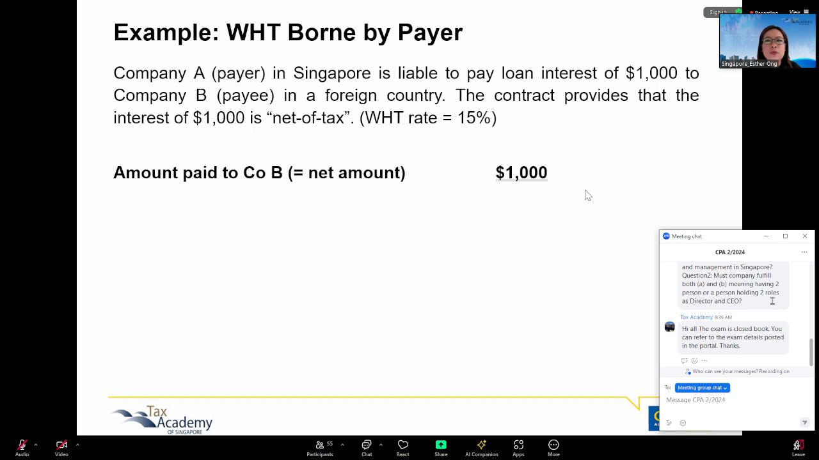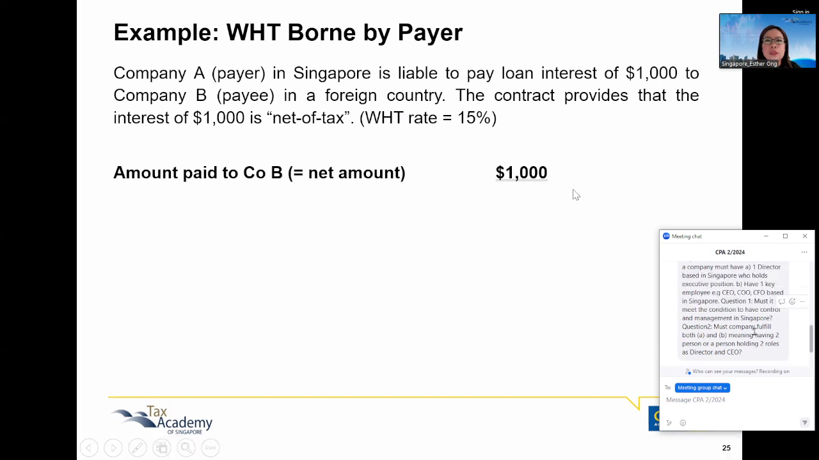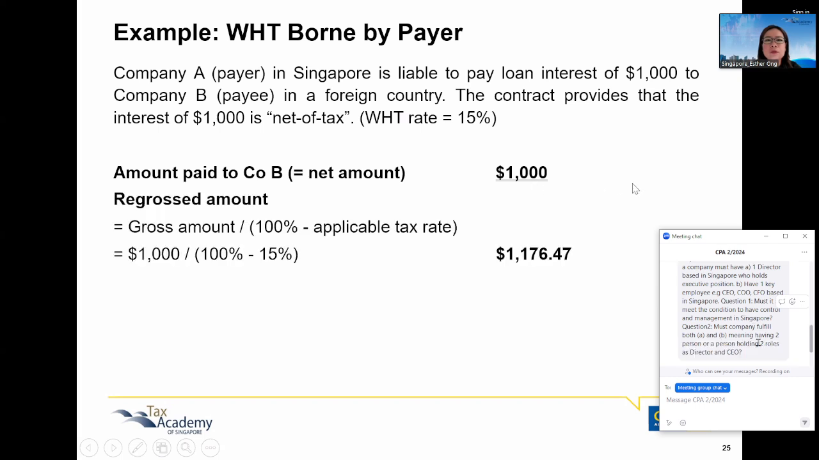So in this case, what we need to do is to regross this $1,000 to calculate the withholding tax, which is going to be payable to IRAS. So company B will receive $1,000. We take $1,000 and regross it by the final withholding tax rate of 15%. In this case, we use 100% minus 15%, meaning that the $1,000 is actually the 85% received by company B.